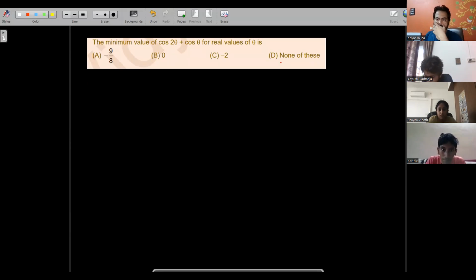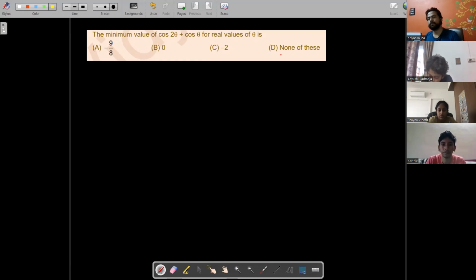So it should be minus 2. Okay, any reason? Because cos theta can only go until minus 1, so at most there's minus 1, which is minus 2. But the other angle is 2 theta. Still you can't have beyond that. Oh, you're talking about a maximum value. The question is about the minimum value. No, it is not like that.